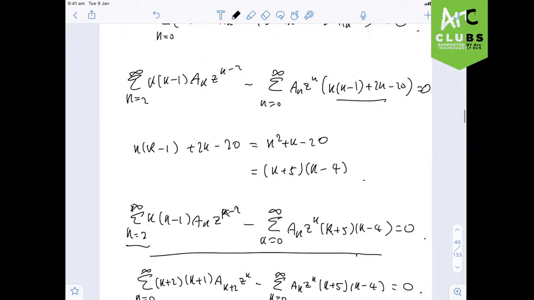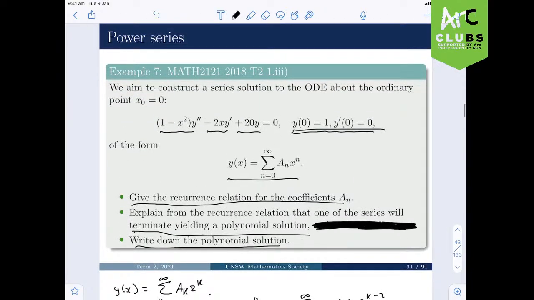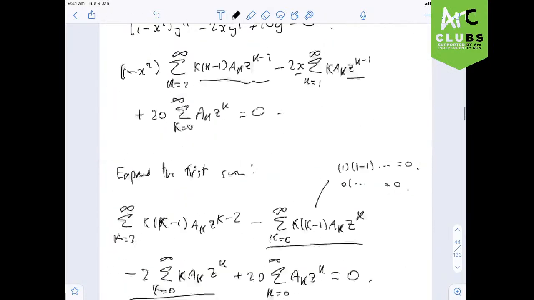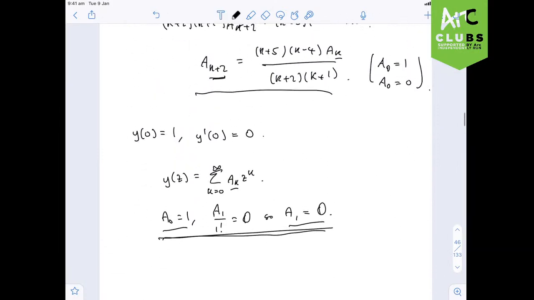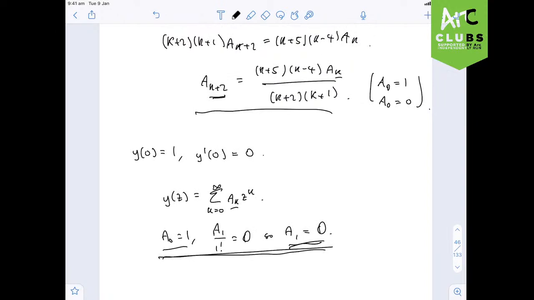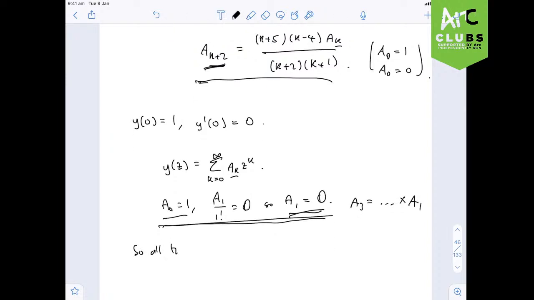Now we go back to the second part of this question. Explain from the recurrence relation that one of the series will terminate yielding a polynomial solution. Okay, how do we do that? Well, a1 equals 0. What does that mean for this recurrence relation? If a1 equals 0, then a3 must be some multiple times a1. But a1 is 0, so that's 0. And similarly for every single odd term, they have to be 0. So all the odd terms are 0.